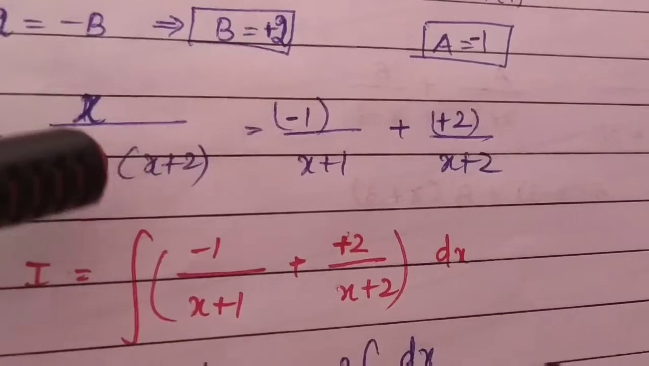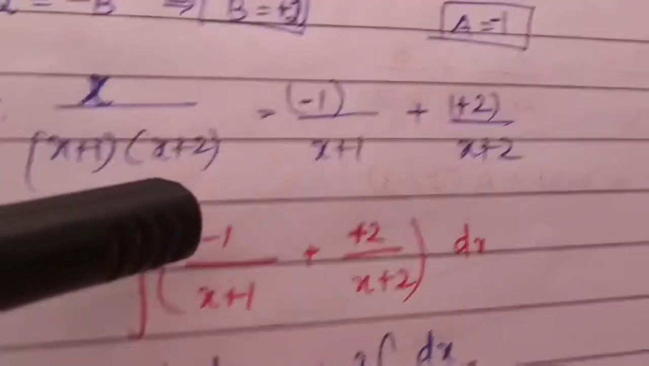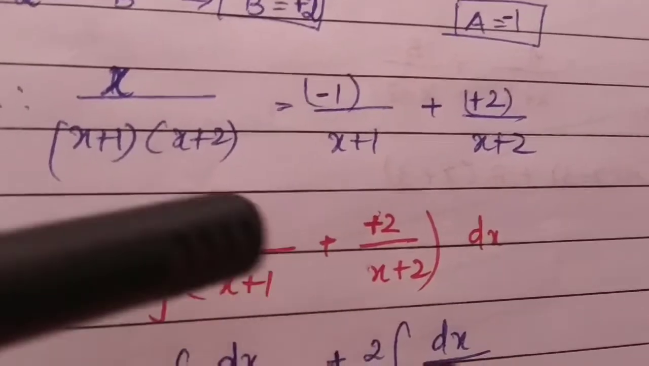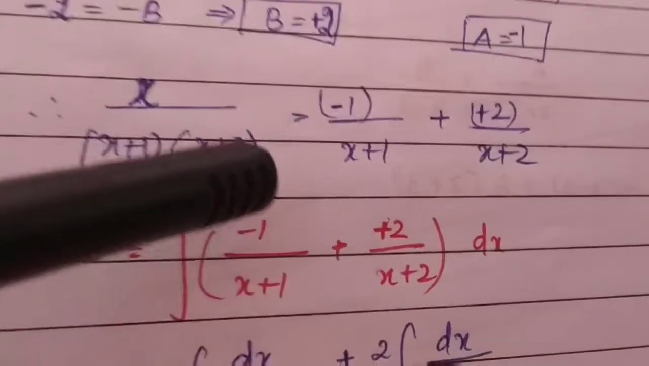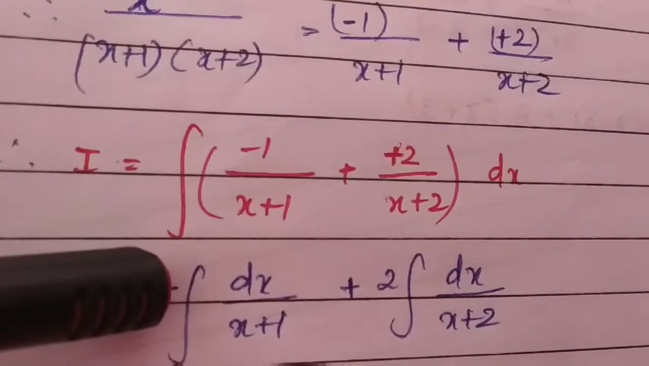This integral, x divided by (x plus 1) into (x plus 2) dx, can be written as minus 1 by x plus 1 plus 2 divided by x plus 2, into dx. After that, what we are going to do? We are going to take the common term outside and split the integral. That's what I have done here.